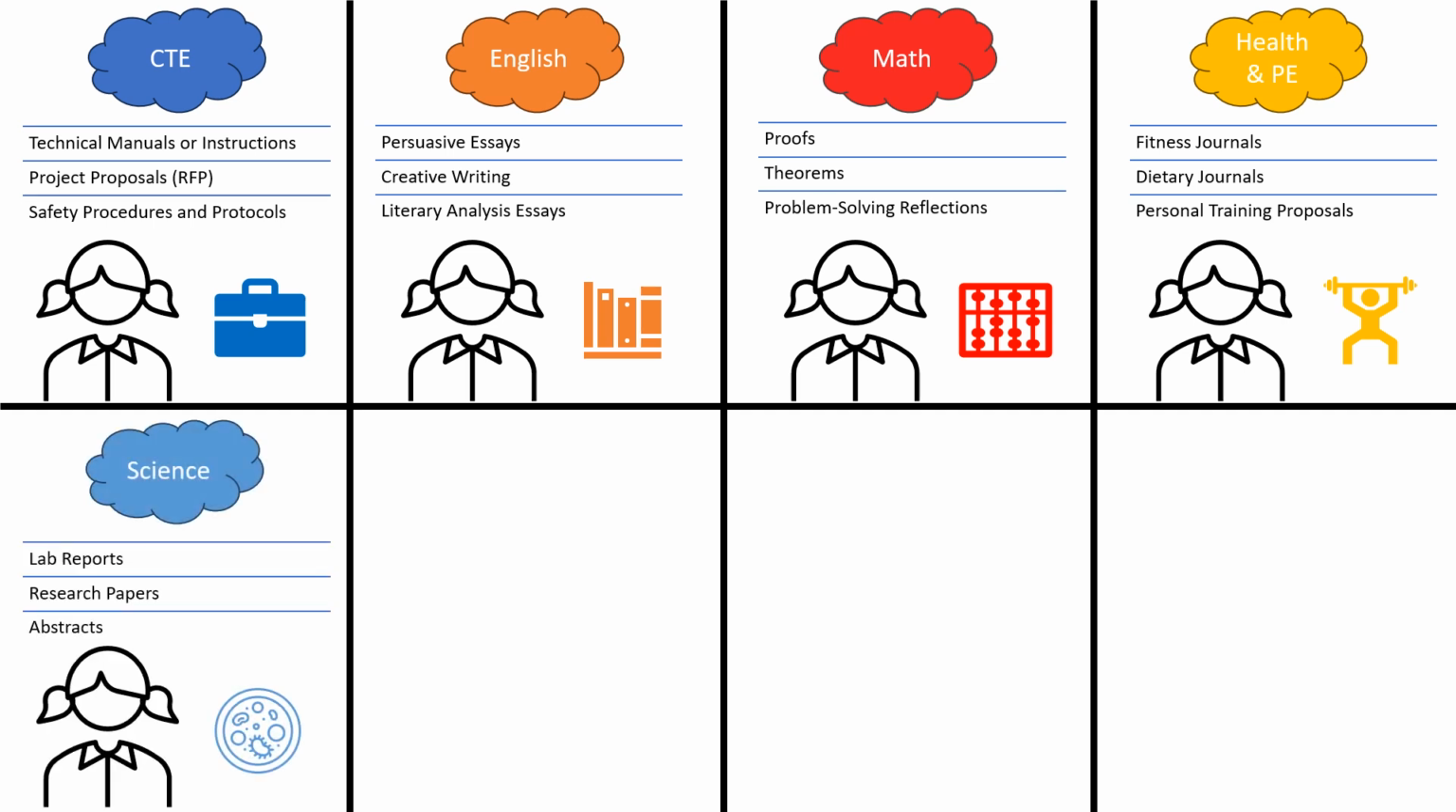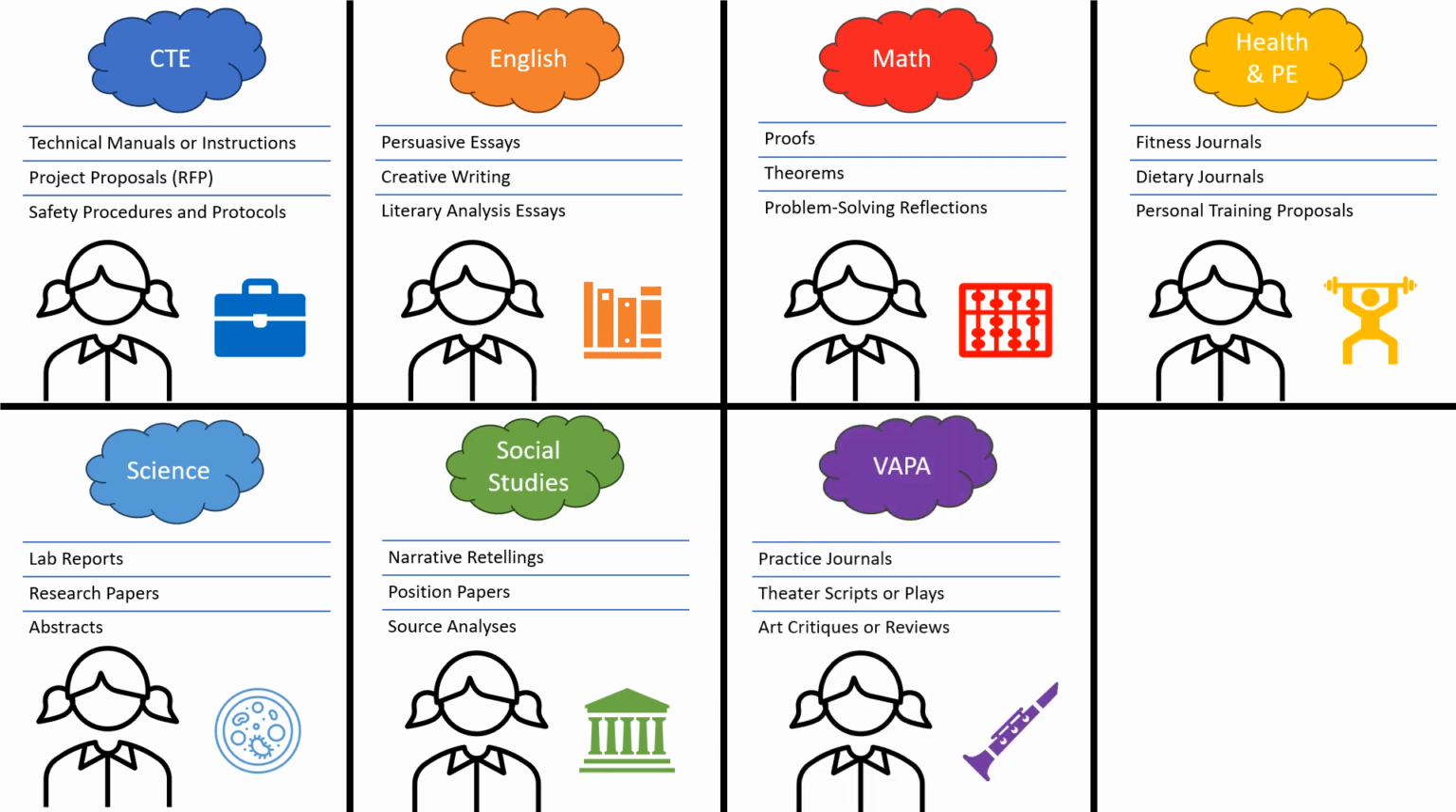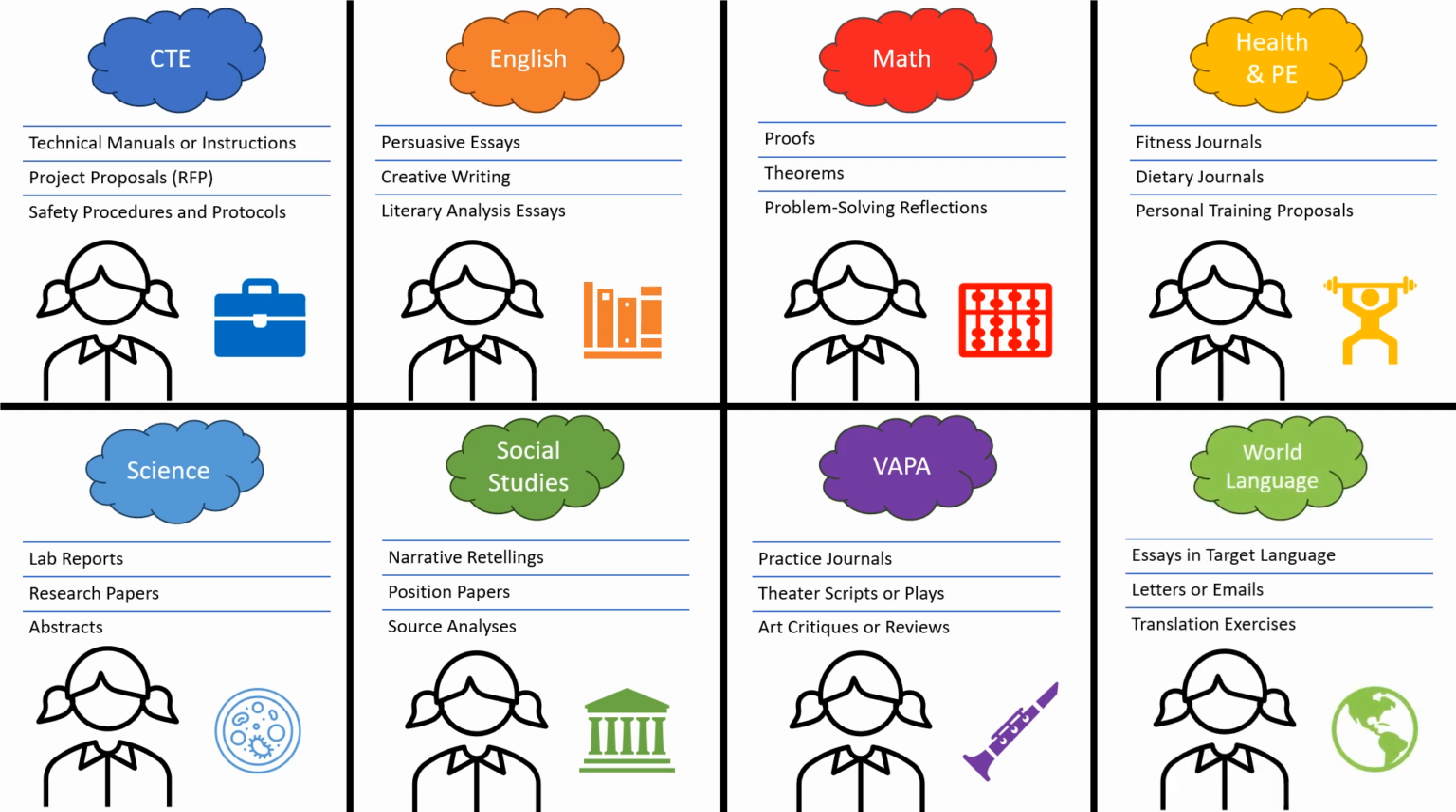Writing plays a key role in the sciences, where students write lab reports, research papers, and abstracts. In social studies, students compose narrative retellings of historical events, position papers, and source analyses. In the visual and performing arts, students write practice journals, theater scripts or plays, and art critiques or performance reviews. Finally, in world language classes, students write essays in the class's target language, compose letters or emails, and complete translation exercises.